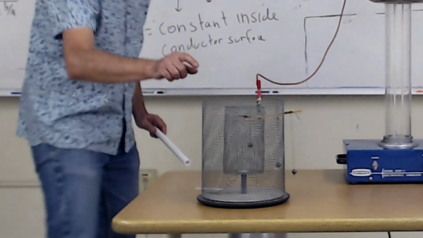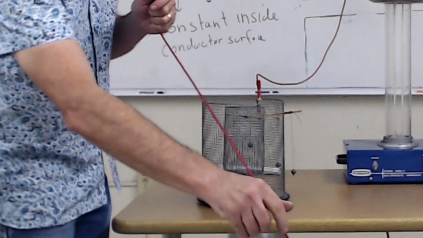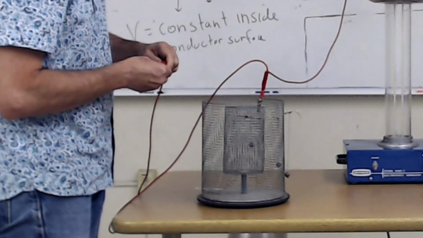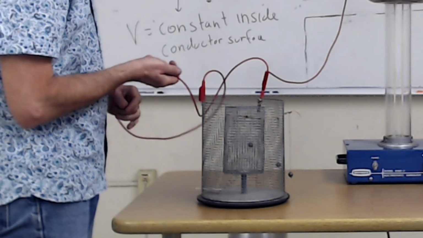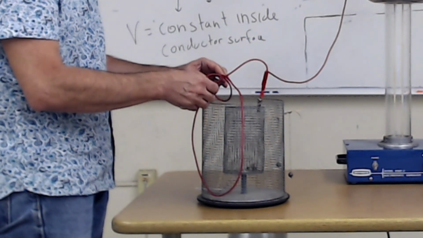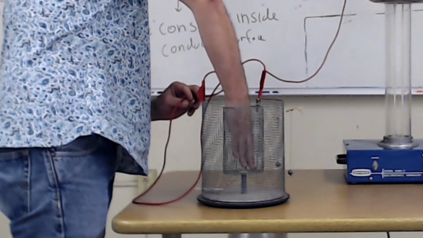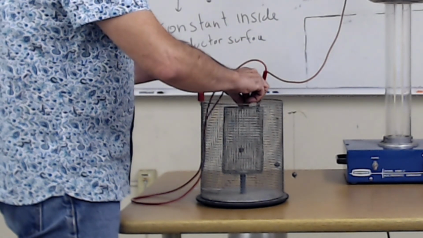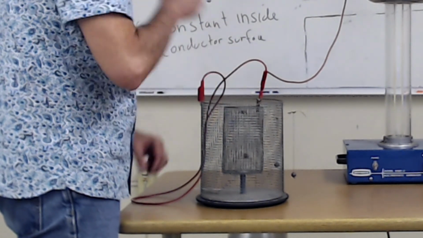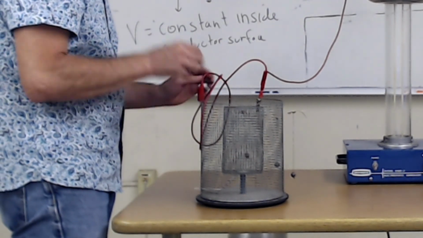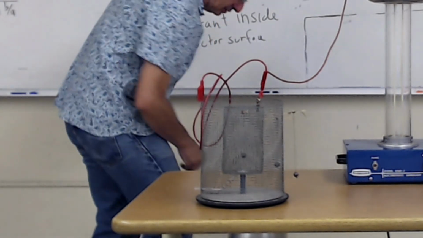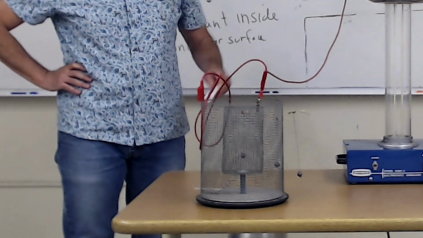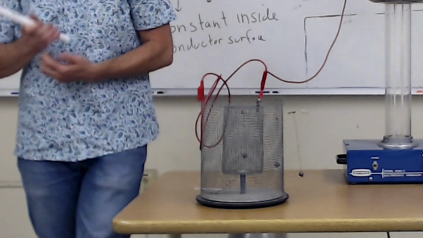Now, if I connect the inner conductor to the outer conductor, then both conductors become a single conductor. So all the charge will end up on the outer surface. And so that object in the middle won't move at all. When I turn this on, the object in the middle doesn't move at all, because all the charge is going to be on this outer cage. This is shielding.